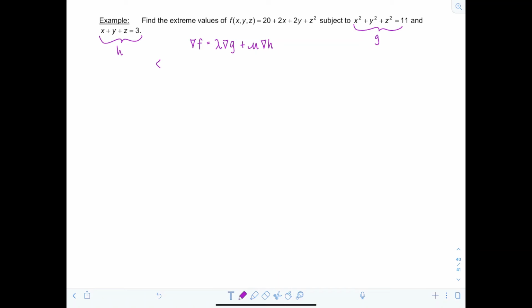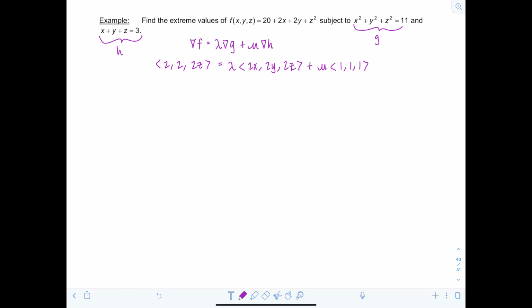So taking our partial derivatives, partial with respect to x is 2, partial with respect to y is 2, and then 2z for the last component. And this equals lambda times the gradient of g, which is just going to be 2x, 2y, 2z, plus mu times the gradient of h, which is just 1, 1, 1.